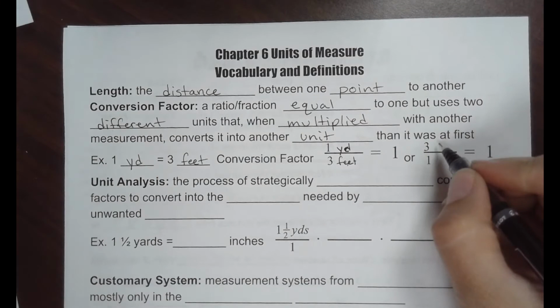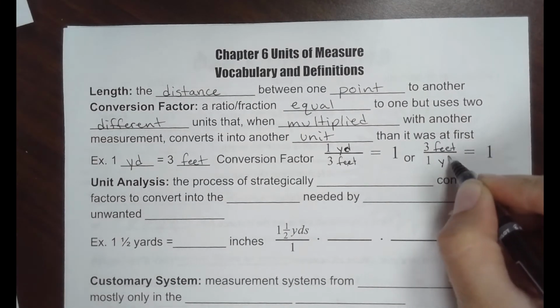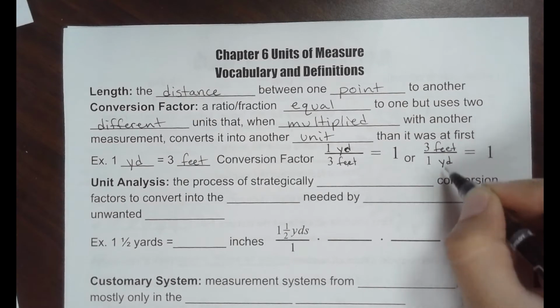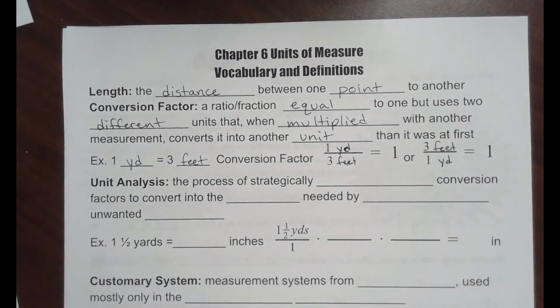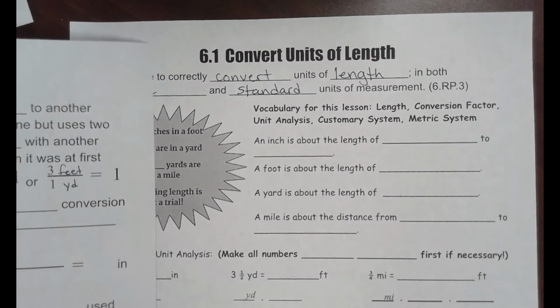We could also write 3 feet divided by 1 yard would equal 1 because these are equal to each other. Okay? Customary system.